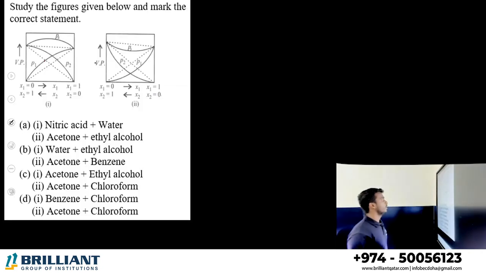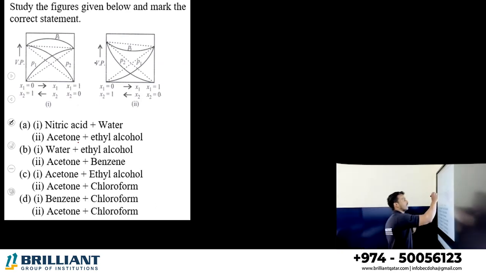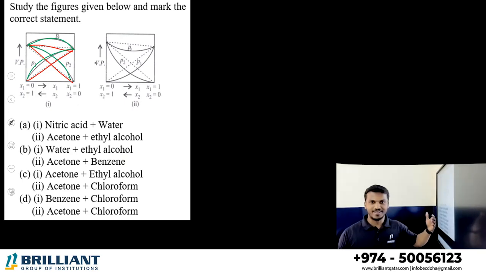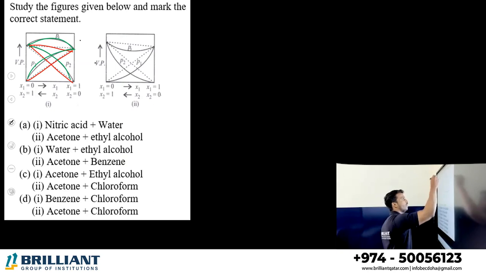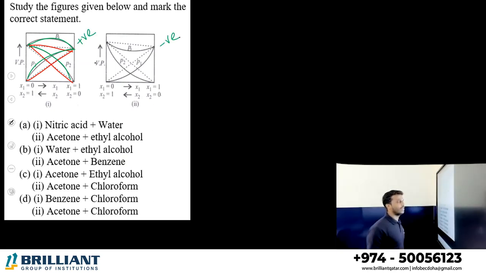Now, study the given graph below. What is the correct statement? Yes, student, easy to understand from the first graph. The upper curve, you can see now, this line represents a normal ideal solution. Here you can see that the vapor pressures are very great. Pressure is greater for which one? For a positive deviation, right? This is the graph for positive deviation, this is the graph for negative deviation.